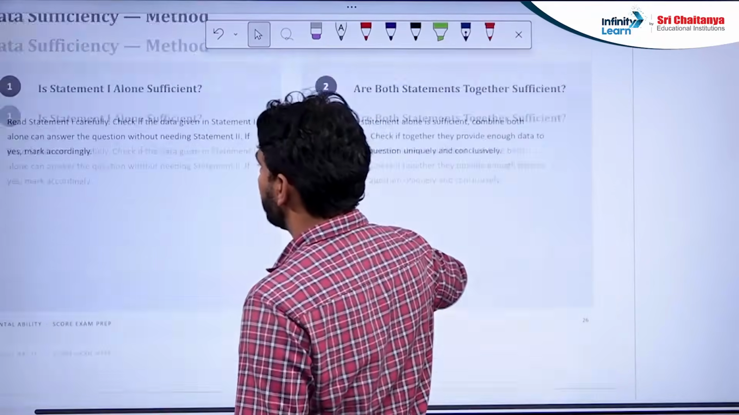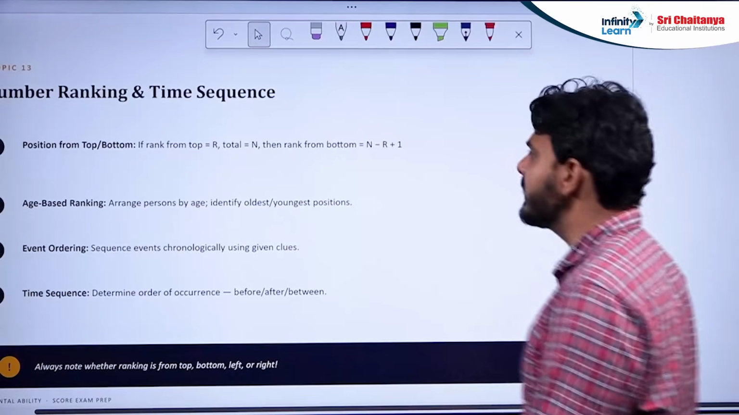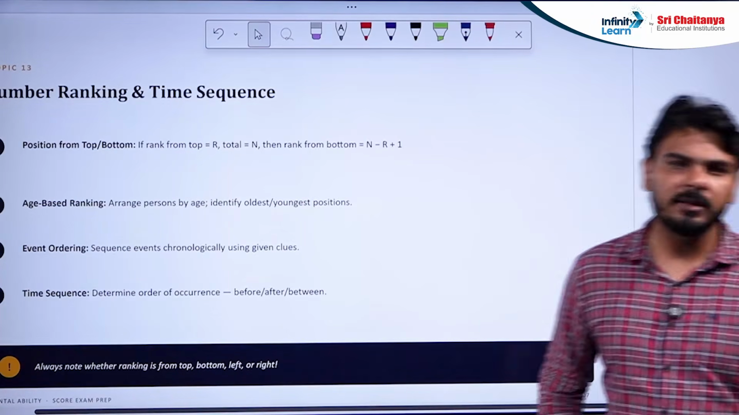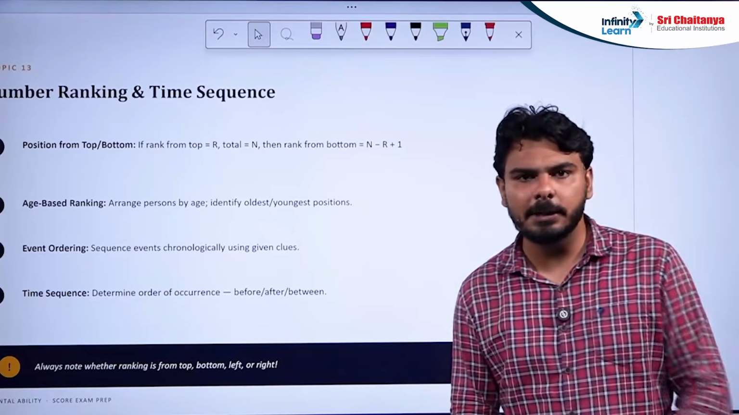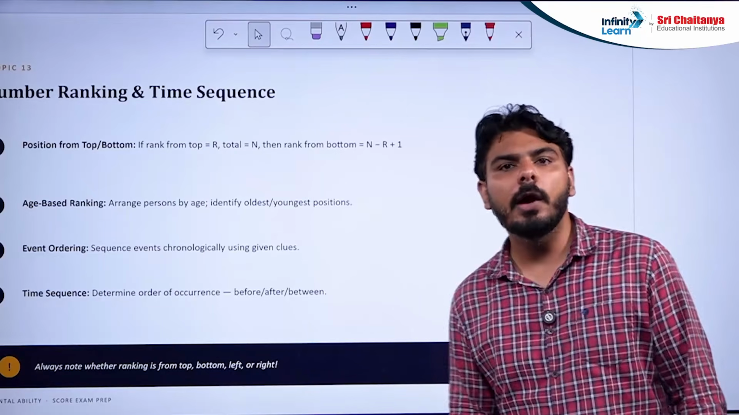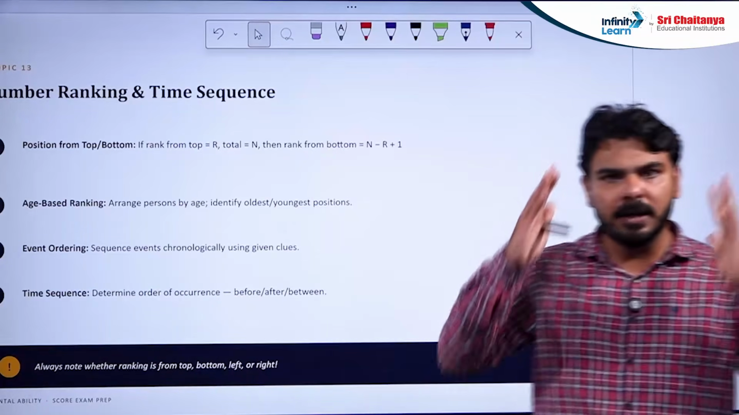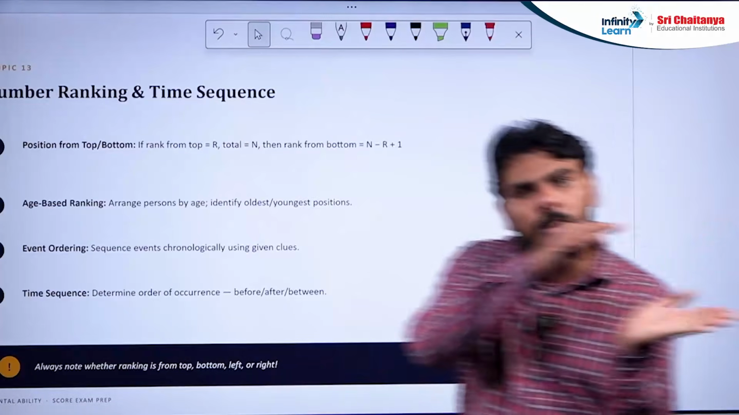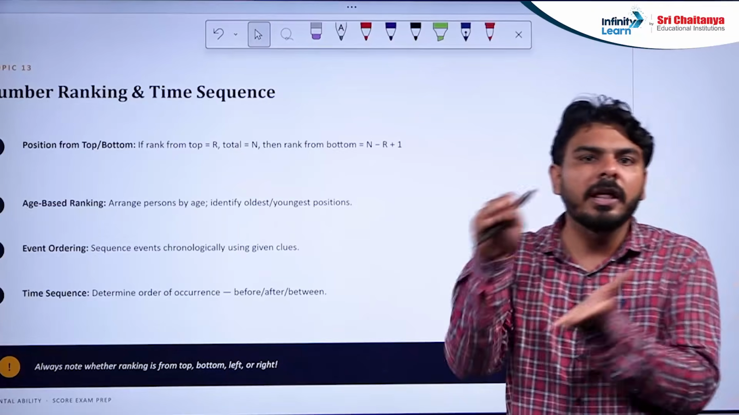Our next topic is number ranking and time sequence test. In number ranking and time sequence, you will be given statement-based questions. You might be given 3 or 4 statements, and you have to find the pattern and arrange the persons or anything else given in the question in the particular order that is being asked.